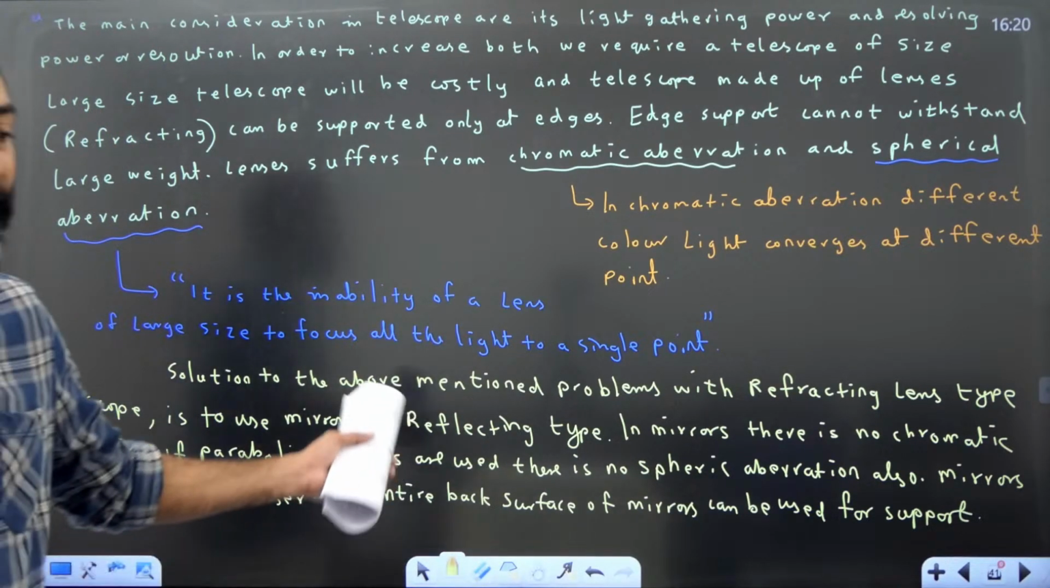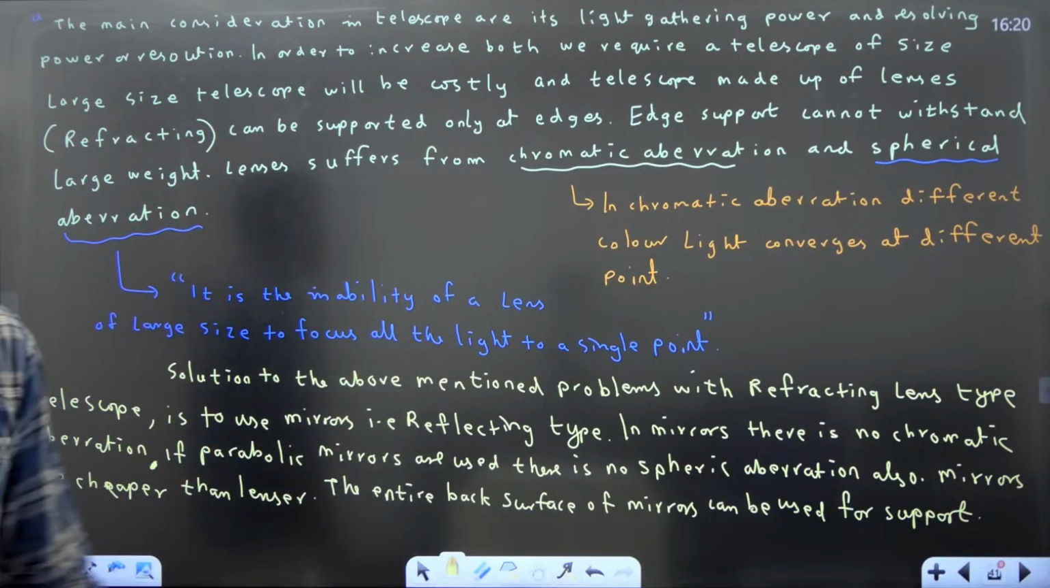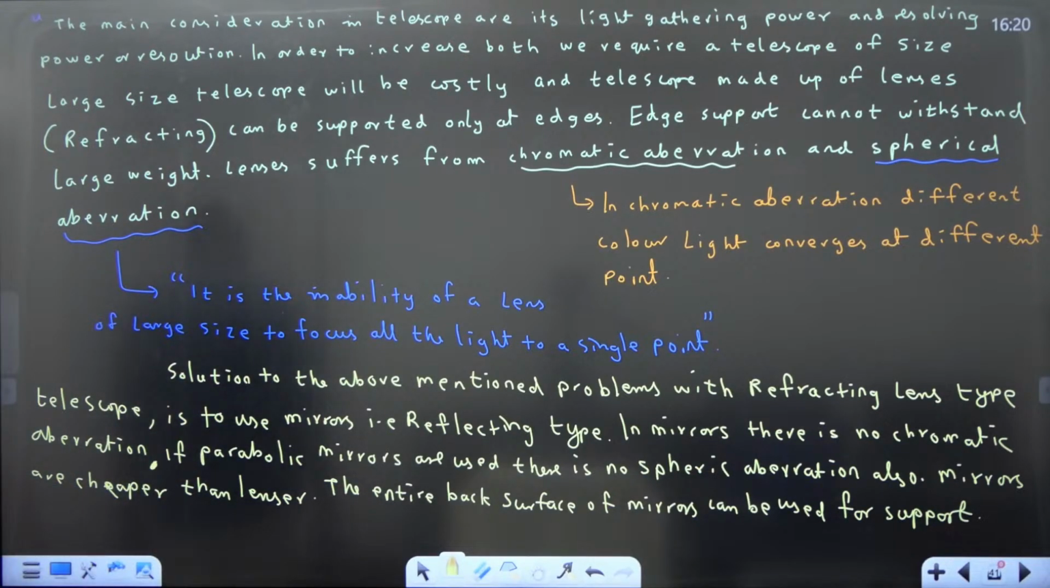But for CBSE board exam, this was a repeated question. Okay, please note it down.